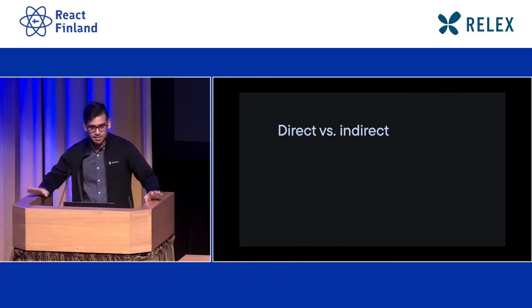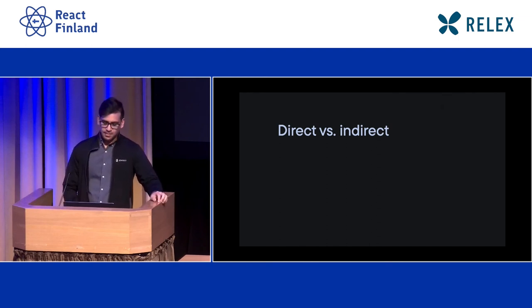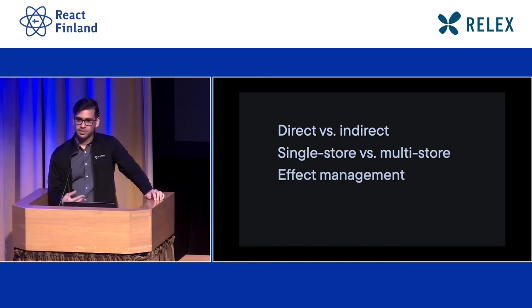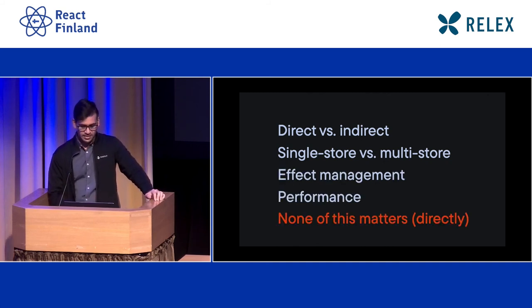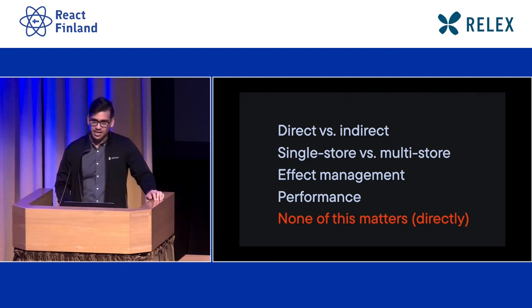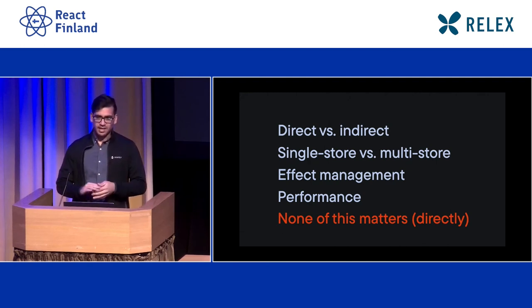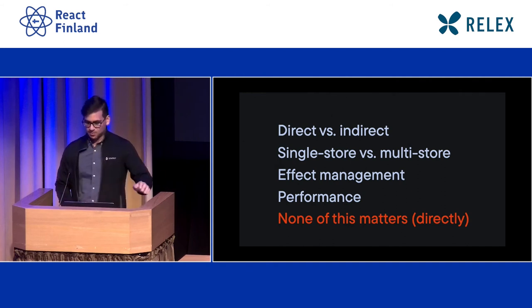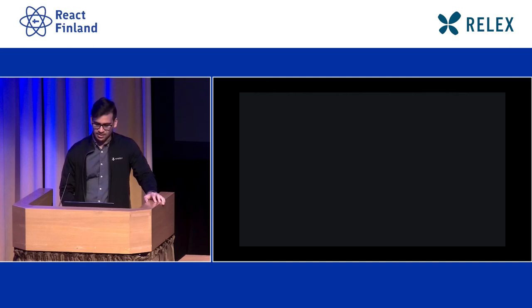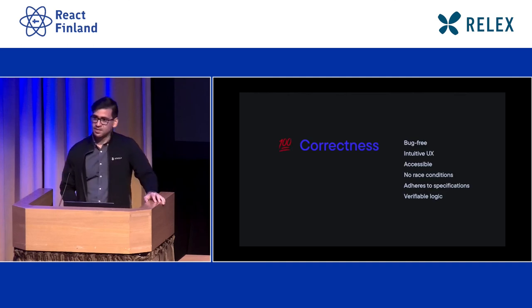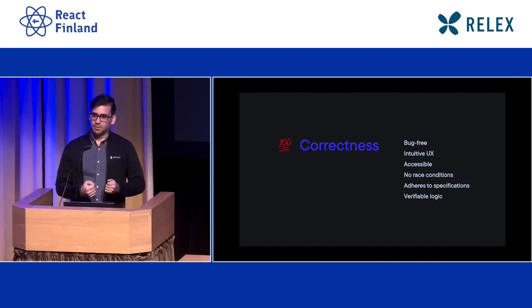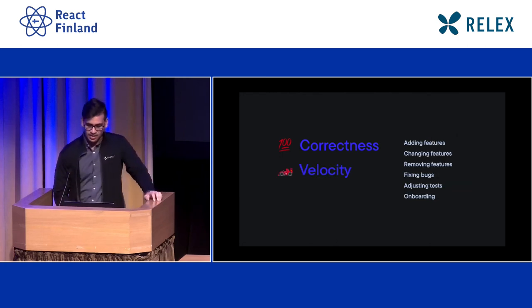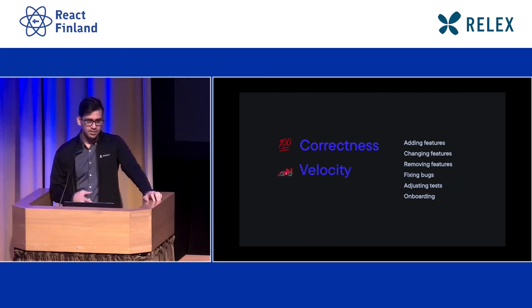So I have less than 10 minutes left, so I'm going to summarize a little bit. We've talked about a few things: direct versus indirect, single store versus multi-store, effect management, performance, but none of this actually matters. And these aren't really the things that I want you to think about when choosing a state management solution. So what are the important things? Well, the first thing is correctness. You want to make sure that your application logic is bug-free, accessible, doesn't have race conditions, adheres to specifications, and is verifiable, which means whatever user stories you're handed from your PM, does the logic actually match that? And is it going to introduce bugs or prevent bugs?